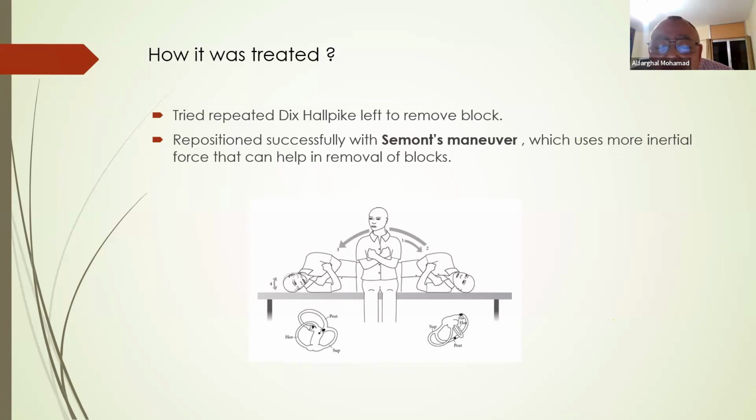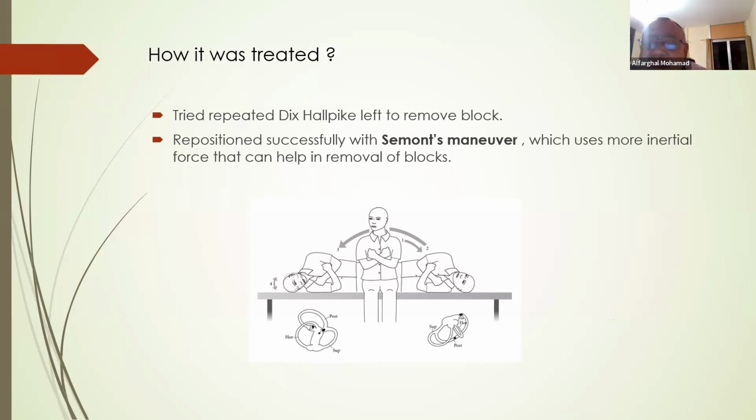If you don't master Ewald's law, you will never be a master in vestibulology. So that's very important. Suppose you put one patient in the right Dix-Hallpike, and he has downbeating torsional nystagmus, with torsion towards the left side. Then when you bring that patient to the sitting position, he has upbeating nystagmus with torsion towards the right.